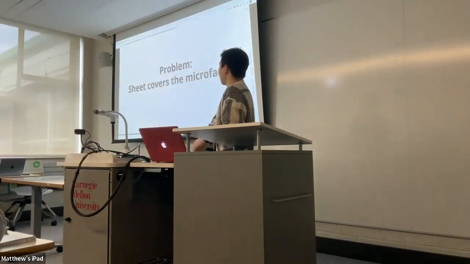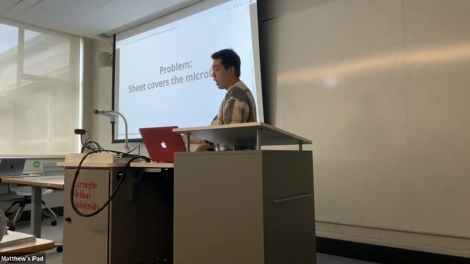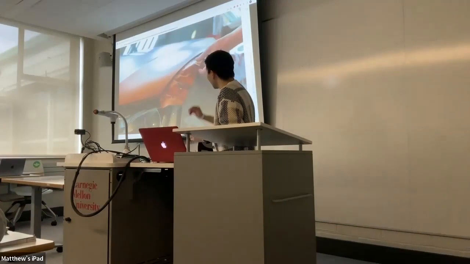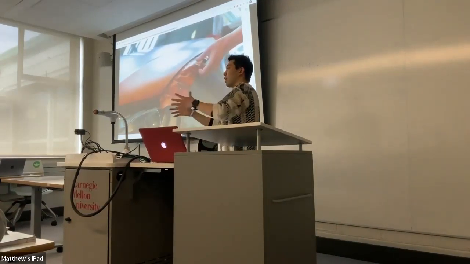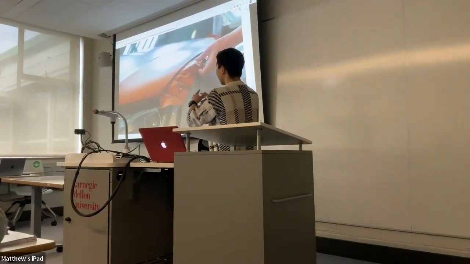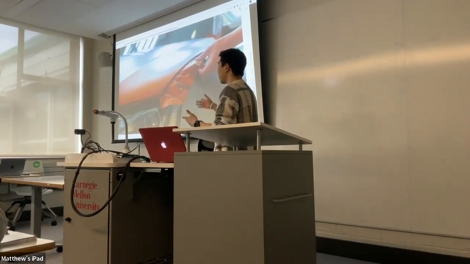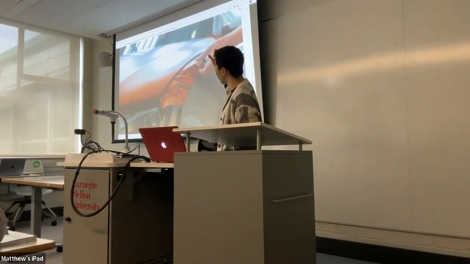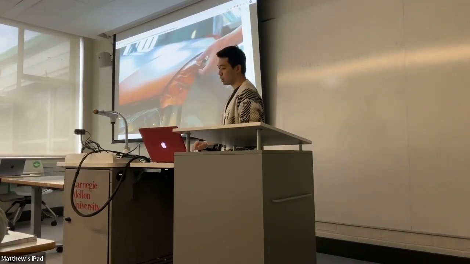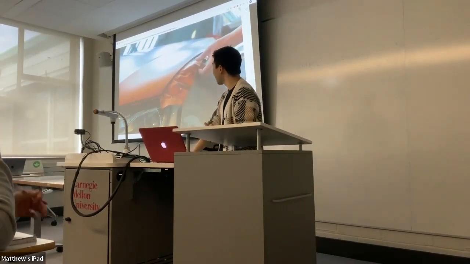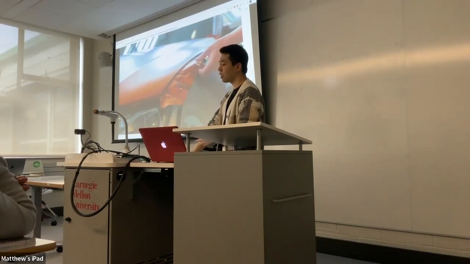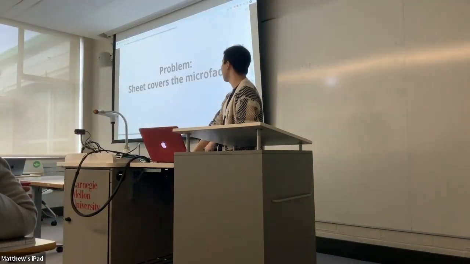But there's another problem. The sheet covers all the small microstructures, and if you want a 3D model to drive this car around in a game, then probably this is good enough because it keeps all the large structures. But if there was a dent in the car plate, then we wouldn't be able to see that.